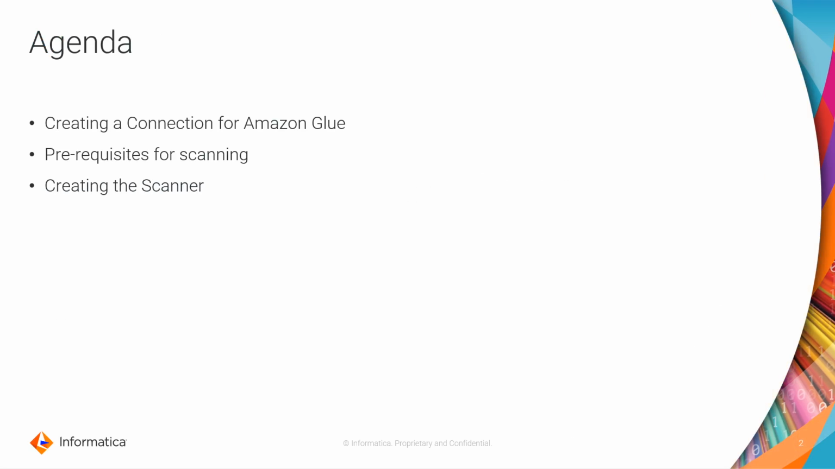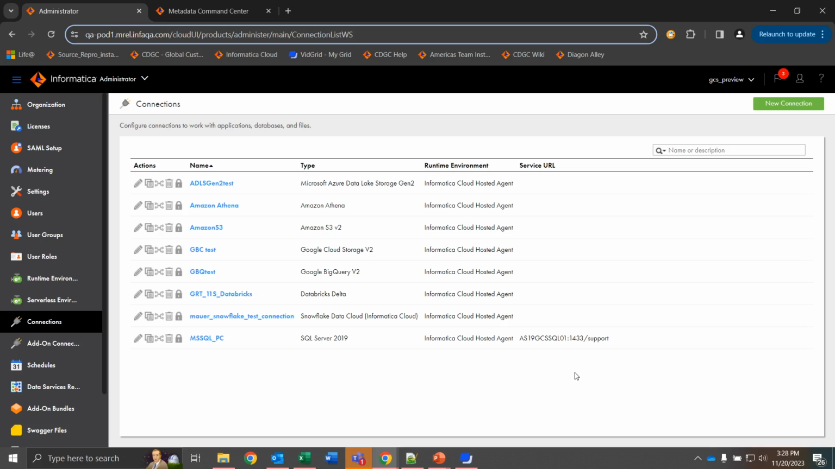That said, the agenda for today is going to focus first on creating the connection for an Amazon Glue resource, then into the prerequisites for scanning, which are a combination of both Amazon Athena and Amazon Glue necessities, and then the actual creation of the scanner from the metadata command center. As I mentioned, we're going to be starting in the administrator.